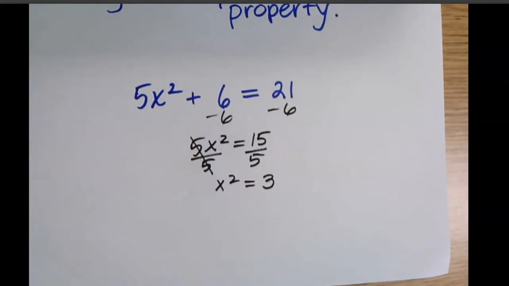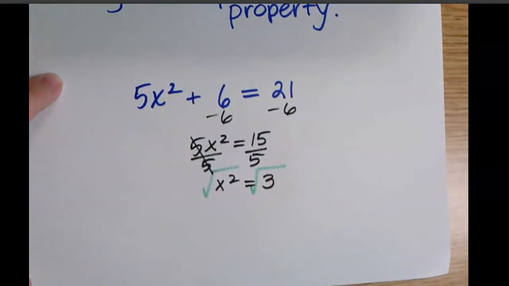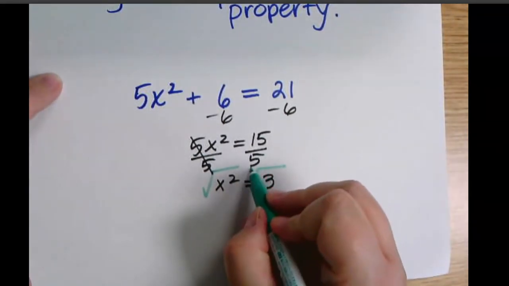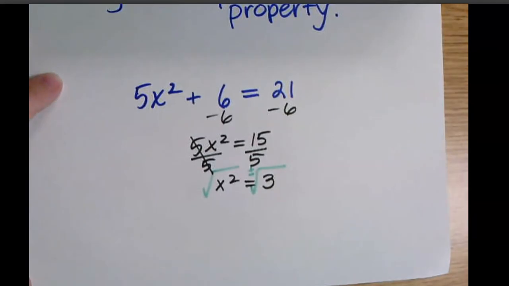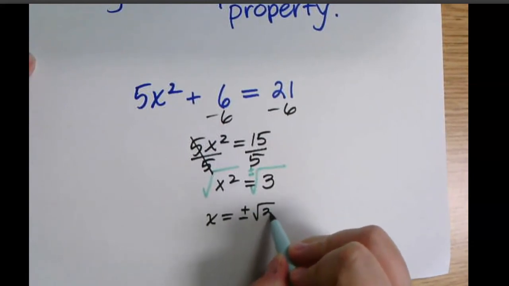Okay, now, when we take the square root of both sides, we have to remember plus or minus, because we're going to have two solutions. So we're going to put that out front of the radical over here on the right the second we put a square root on both sides. So we have x equals plus or minus root 3.